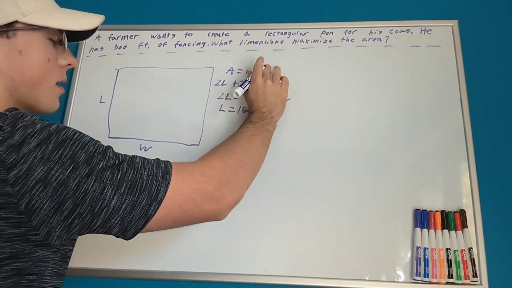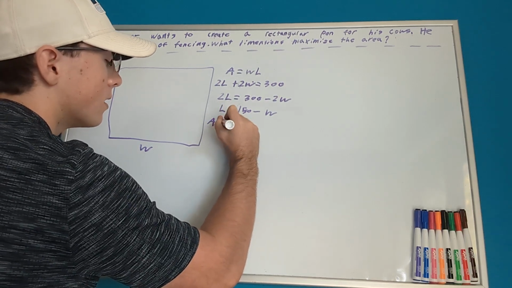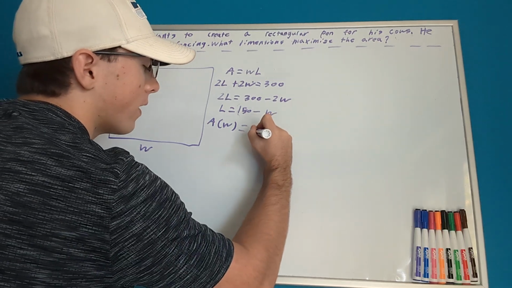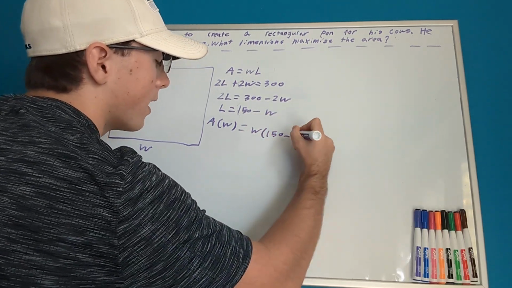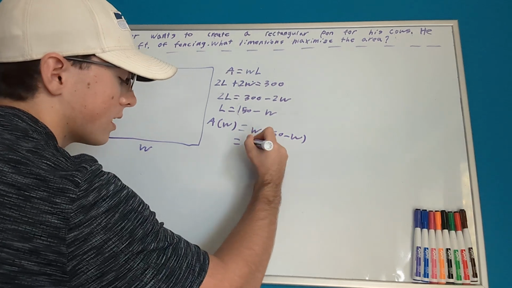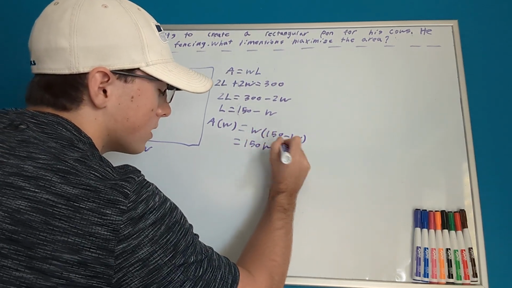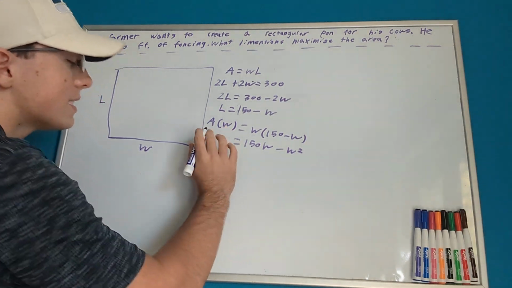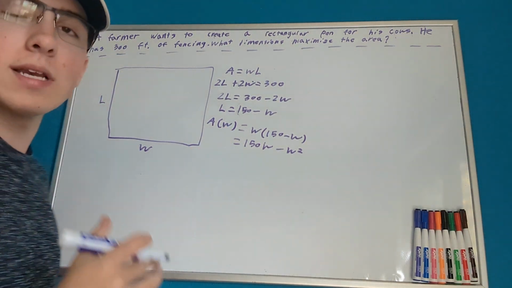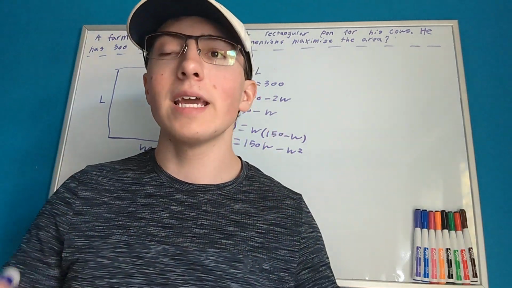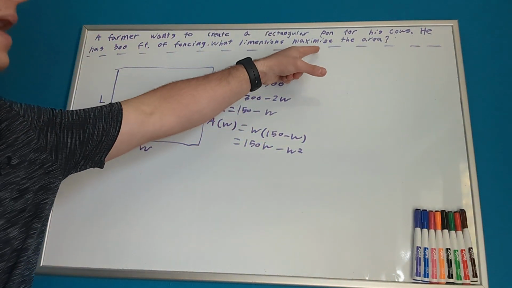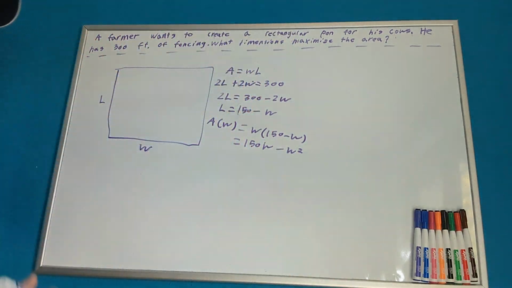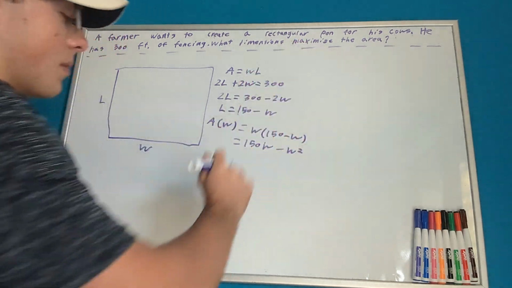Now we're going to take this and plug it into there. So now we have area as a function of width equals width times 150 minus width. So now we can also say this equals 150 times w minus w squared, right? Then from here, we're going to take the derivative of this, and set that equal to 0, because we're trying to find a local, not minimum, but maximum, right? Because we're trying to maximize the area. That's very important for us to take note of. We're not looking for a minimum. We want to find a maximum.